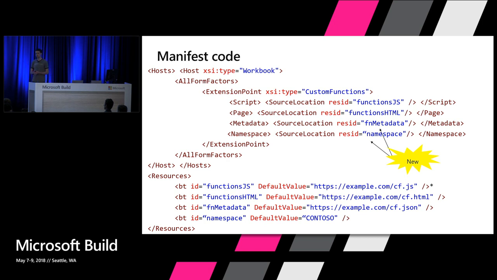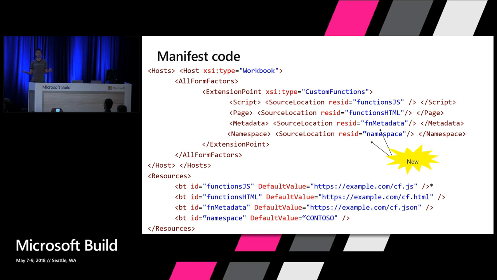The final bit of code is in the manifest. This looks like it's pretty complicated and a lot of lines here, but actually there's only 3 bits or 4 bits that you need to worry about. And those are the URLs at the bottom there that specify the JavaScript location, the HTML location, the metadata location, and the namespace for your function.